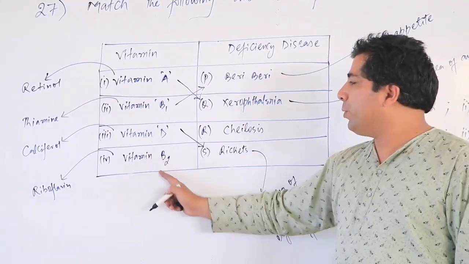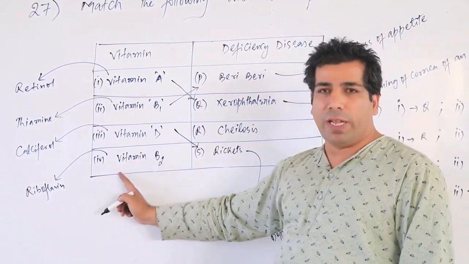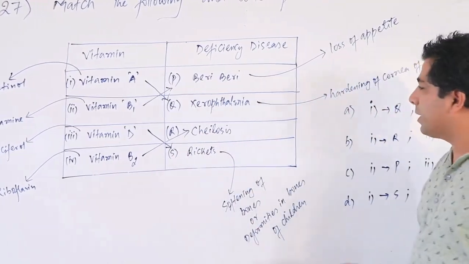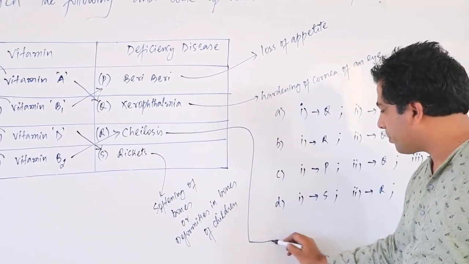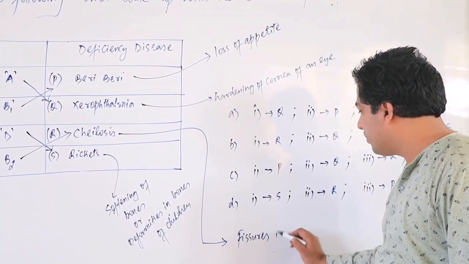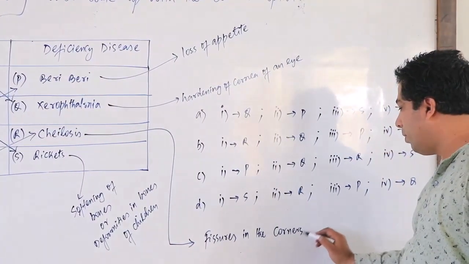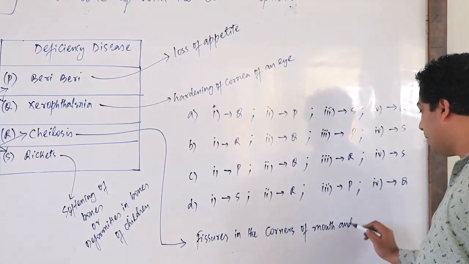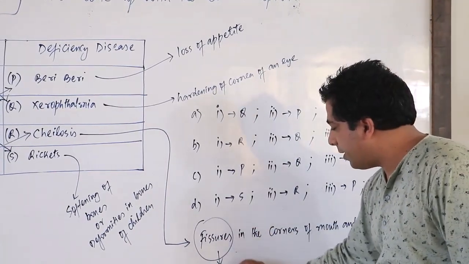Now vitamin B2 is known as riboflavin, and the deficiency of riboflavin will cause a disease known as callosis. And you know what callosis is, my dear friends? Have a look, let's write it down here. Callosis basically leads to fissures in the corners of the mouth and lips. The fissures here basically mean cracking.